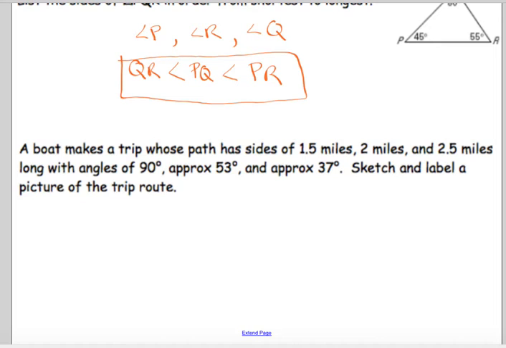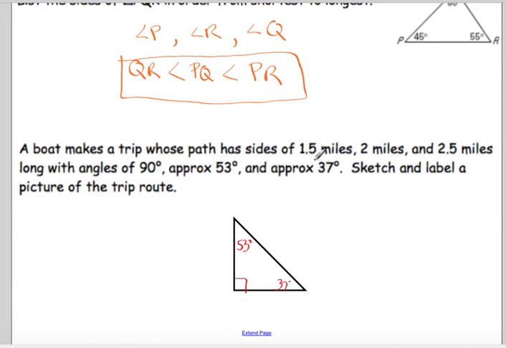Right here it says a boat makes a trip whose path has sides of 1.5 miles, 2 miles, and 2.5 miles long with angles of 90 degrees, approximately 53 degrees, and approximately 37 degrees. Sketch and label a picture of the trip route. So I have a 90-degree angle, so I know that I have a right triangle. So I'm just going to draw a right triangle. There we go. And this is not going to be drawn to scale. So I know that I have a 90-degree angle, a 37-degree angle, and a 53-degree angle. And those kind of look the same, so we're just labeling them and saying it's not drawn to scale.